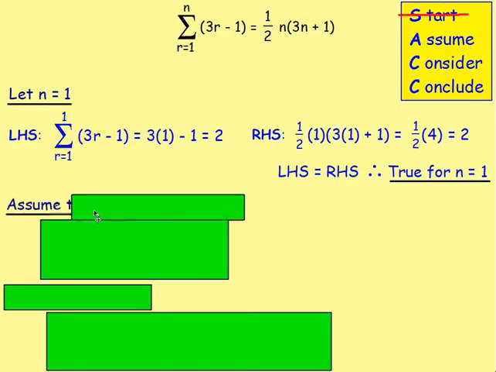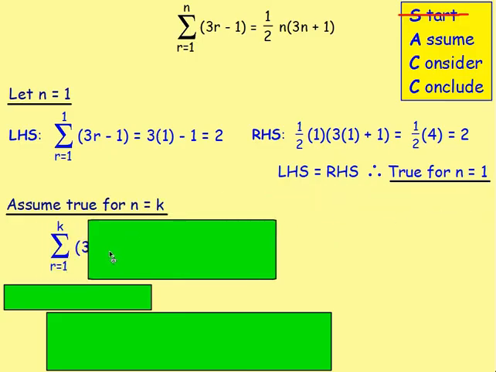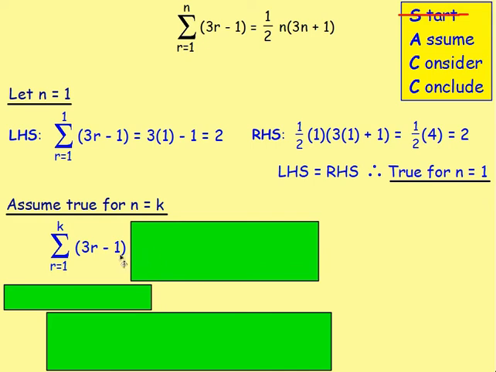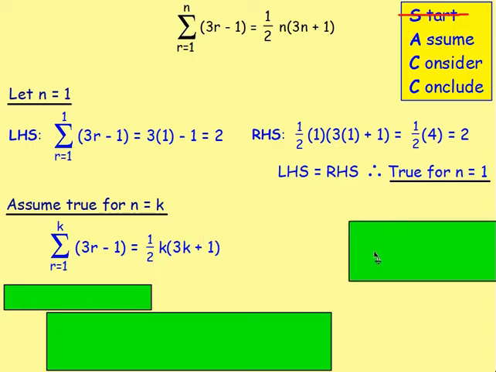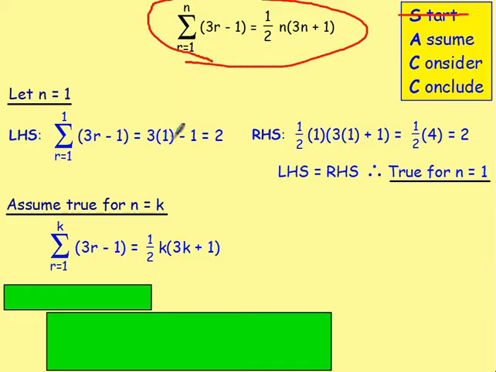We now want to assume that it's true for n equals k, so we write that down, and if it was true for n equals k, then the sum of 3r take away 1, going from r equals 1 all the way up to k, would equal, well, instead of a half n, you'd have a half k, and instead of 3n plus 1, you'd have 3k plus 1. So all you're really doing is rewriting this statement, but you replace every single n with k. So you're assuming that is true.